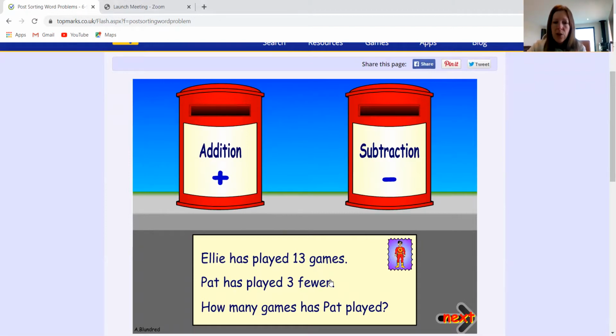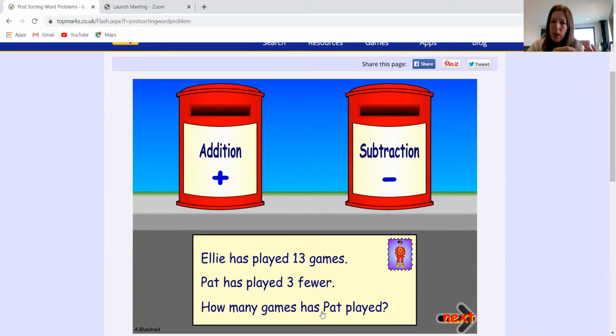So Ellie has played 13 games. Pat has played 3 fewer. How many games has Pat played? So we've got to think, because of the words that are in that question, is that getting us to think that we need to be doing an adding sum or a taking away sum? So which word in there do you think gives us a bit of a clue as to whether it's an adding or a taking away? Yes, hopefully you picked up on this word fewer. Fewer is another word for less than. So we need to be then taking away.